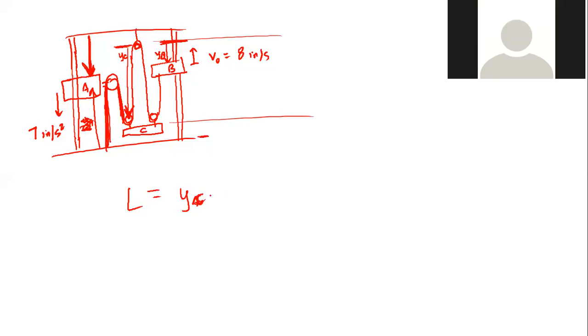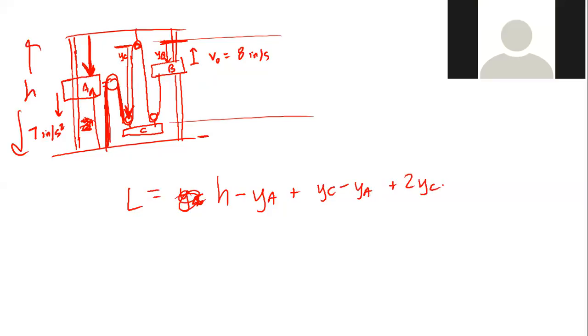Mm-hmm. Oh, no. Well, how would you express the first one? Oh, a height. Yeah. So I would do the height, which is constant, minus YA. Does that make sense to you? Yeah. Did I do that okay? And then plus YC minus YA. Uh-huh. And then you got 2 YCs in there. Yeah. And then plus YC minus YB. Yeah. Okay, and then plus any little constants.